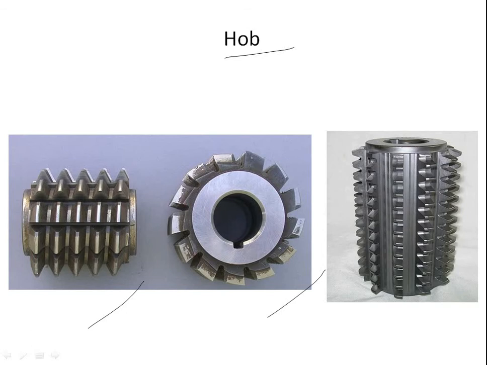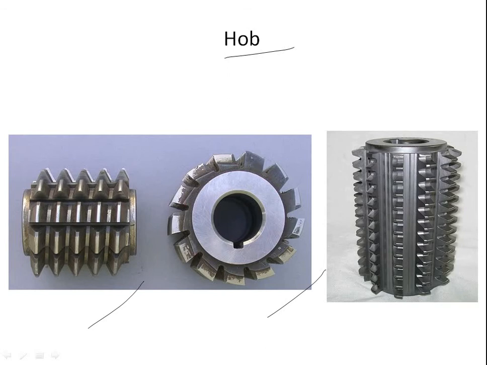These cutters are a type of form tool and are used in hobbing machines to generate gears. A cross section of the cutter's tooth will generate the required shape of the workpiece. Once set to the appropriate conditions, a hobbing machine is a specialized milling machine.